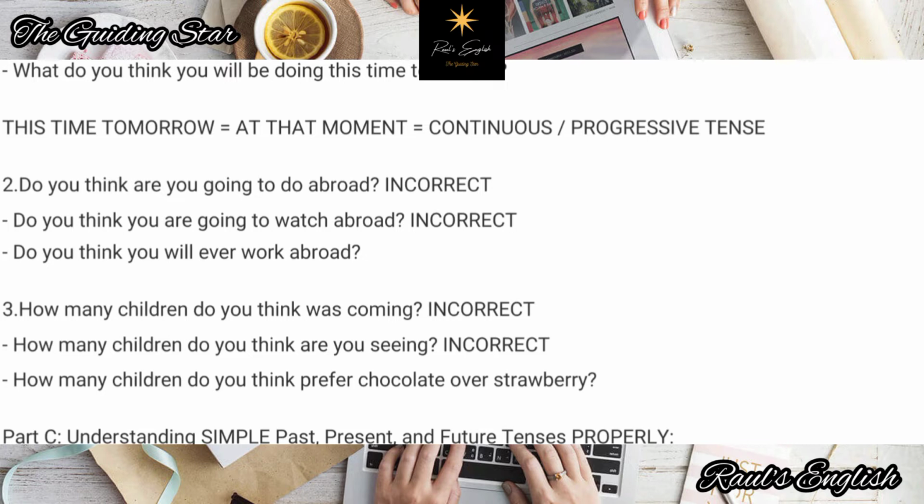Do you think are you going to do abroad? This sentence doesn't make much sense. Are you going to do what abroad? It's very unclear. It's not finished. It doesn't have much meaning. Do you think you are going to watch abroad? Watch what? What are you going to watch? Right, so again, it's incorrect.